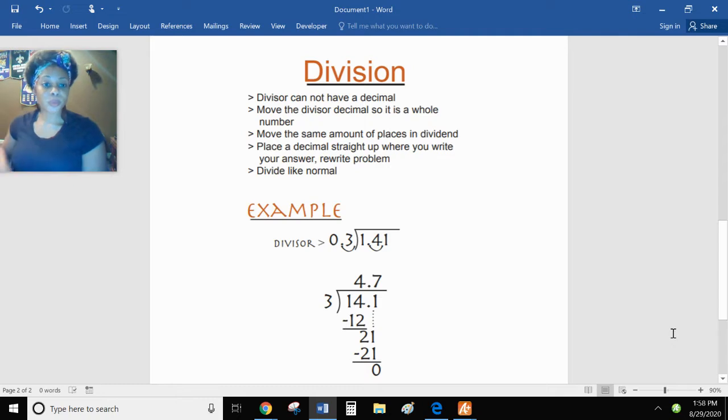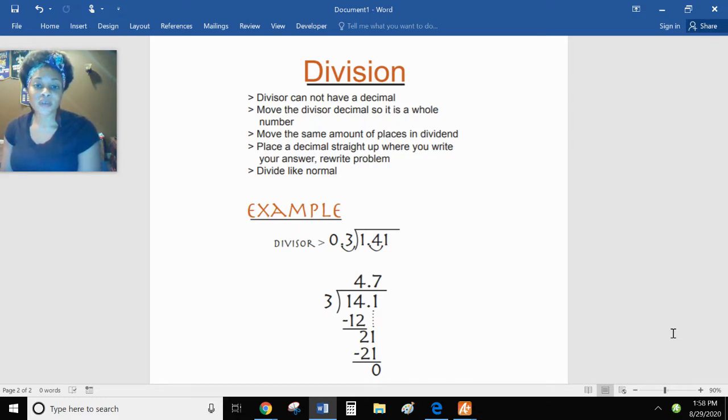When we are dividing decimals, the divisor cannot have a decimal. There cannot be a decimal in the divisor. So that number that tells us how to group it or break it up cannot be a decimal number. It has to be a whole number.